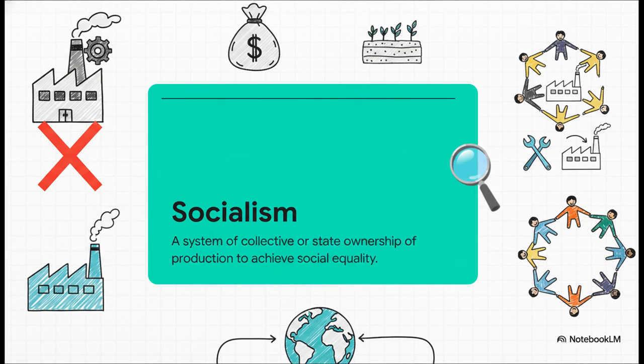If you think of capitalism as being about private ownership and individual profit, socialism is basically its polar opposite. It says, hey, wait a minute, those factories, that land, those tools, they should be owned by everyone, either as a community or through the state. And the goal here isn't personal wealth, it's social equality, making sure everyone's basic needs are met.